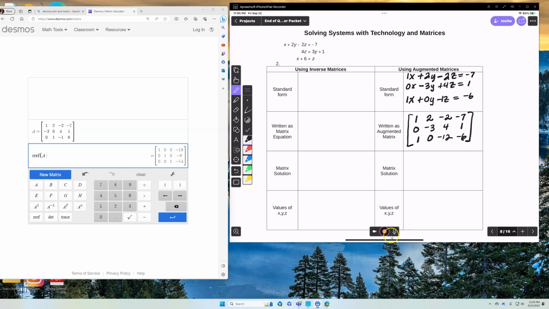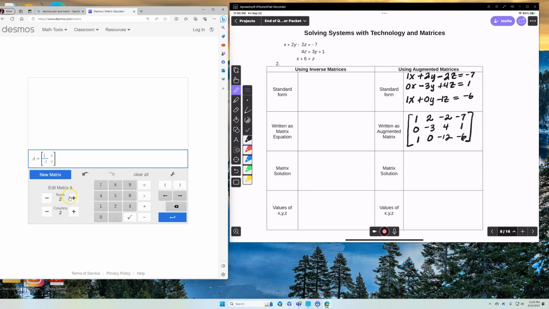Okay, so let's go ahead and type that into the calculator. So I'm going to clear everything. I'm going to clear all. So I'm going to press A, new matrix. So I'm going to go ahead and have 3 rows, 4 columns.